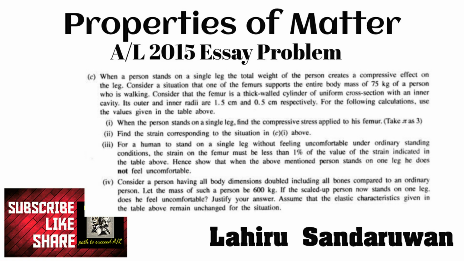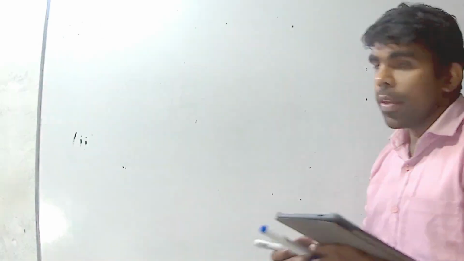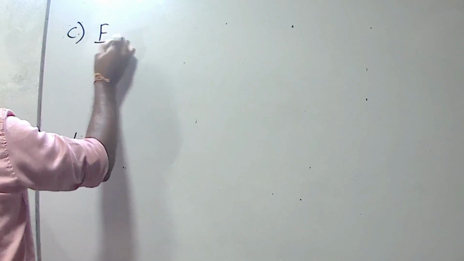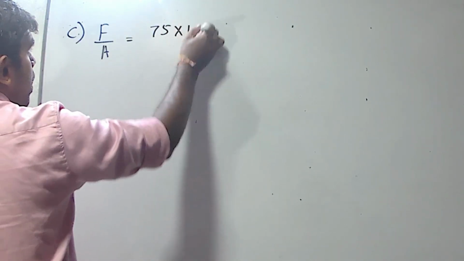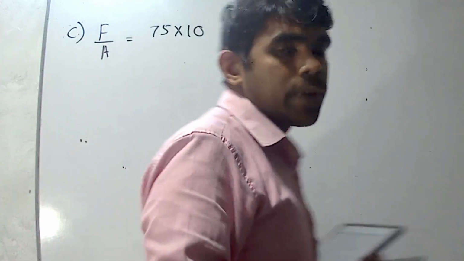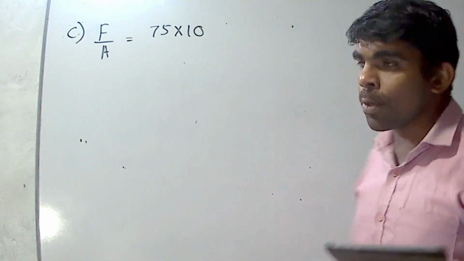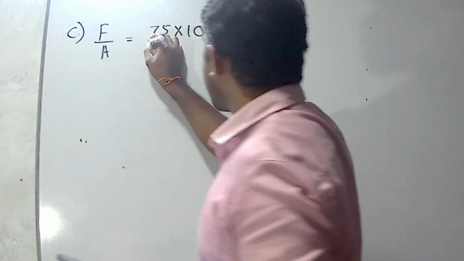For the following calculation, use the values given in the table above. Part 1. When the person stands on a single leg, find the compressive stress applied to his femur. We can obtain compressive stress F over A. Force is 75 kilograms, it means 75 into 10 newtons, and we have to divide by the cross-sectional area.